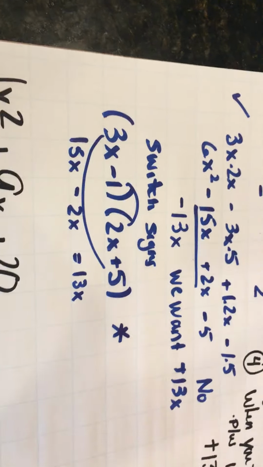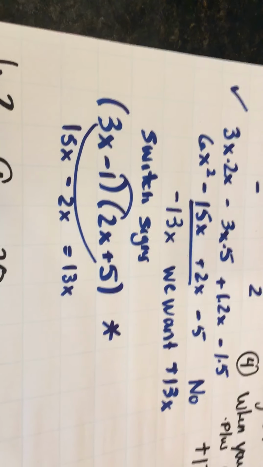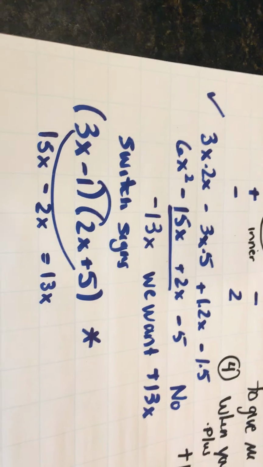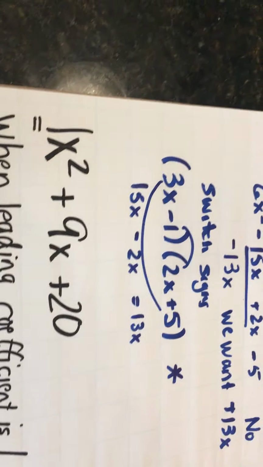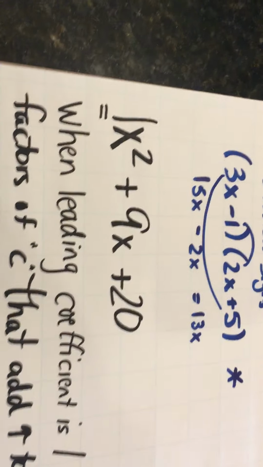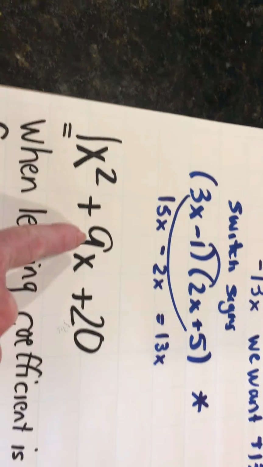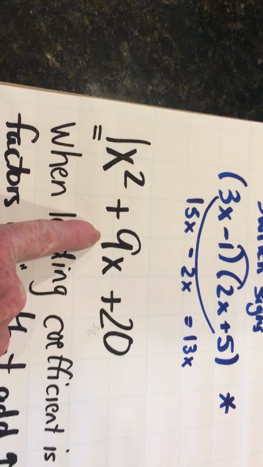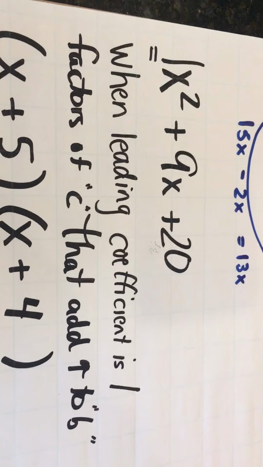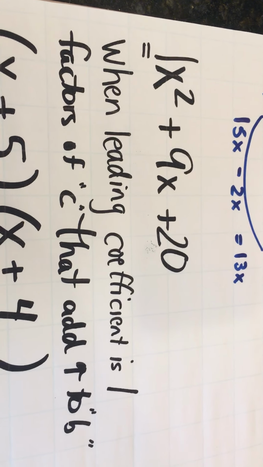They would be x equals 1/3 and x equals negative 5/2 if we had taken the time to do that one. Okay, next problem. When our leading coefficient is 1, we are just looking for the factors of C that add up to B. That's what we've got written here: when the leading coefficient is 1, factors of C that add up to B.